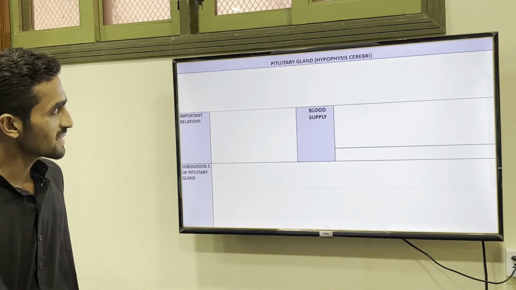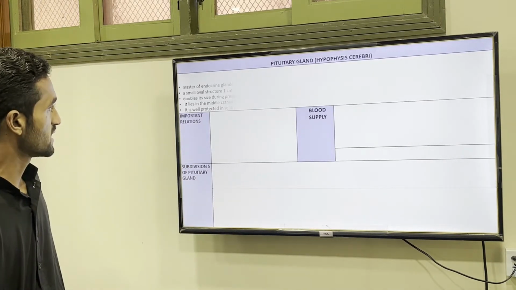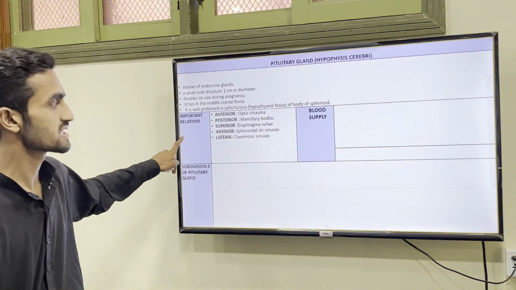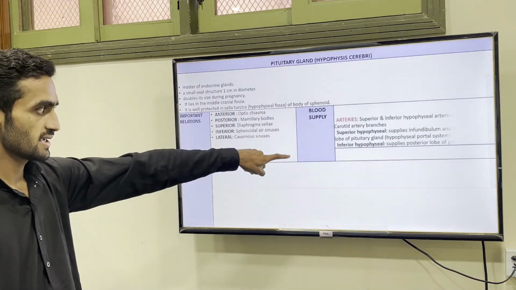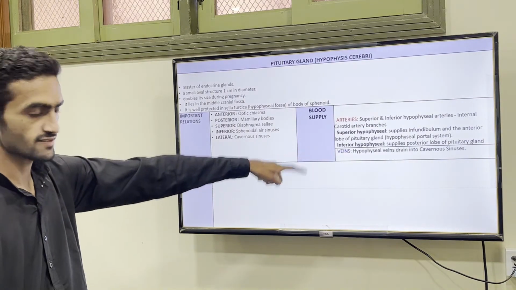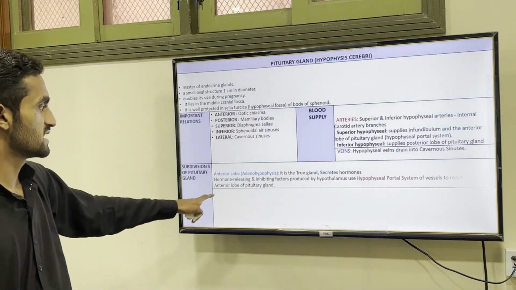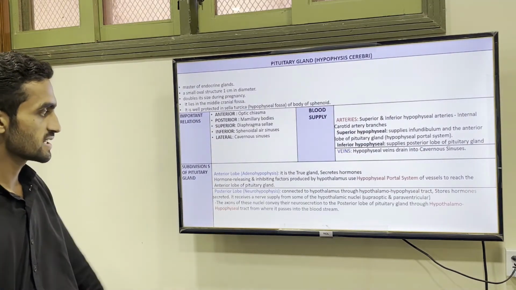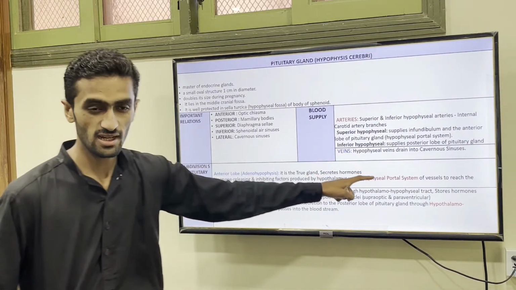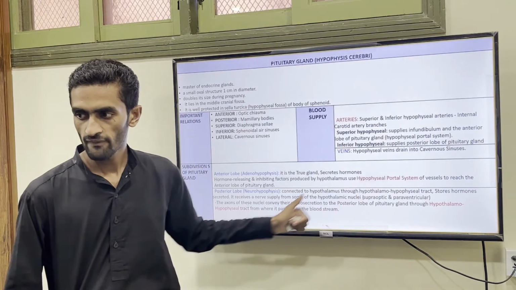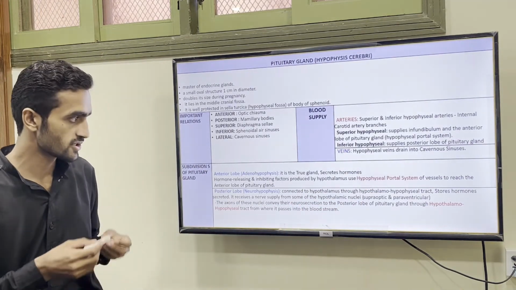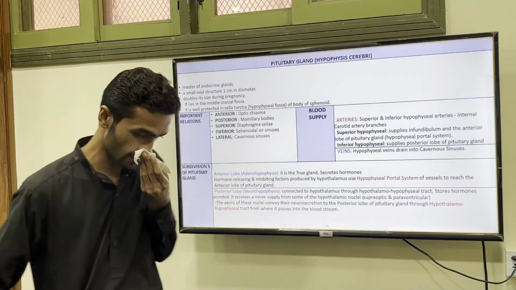So this is actually a summary table of all the points. You can read it. You need to know the relations and the blood supply, the arteries and veins, and the subdivision, which is the anterior, that is adenohypophyseal, and the posterior pituitary is the neurohypophyseal. The connection for the anterior is the hypophyseal portal system, while for the posterior pituitary the connection is your neural connection or hypothalamo-hypophyseal tract.